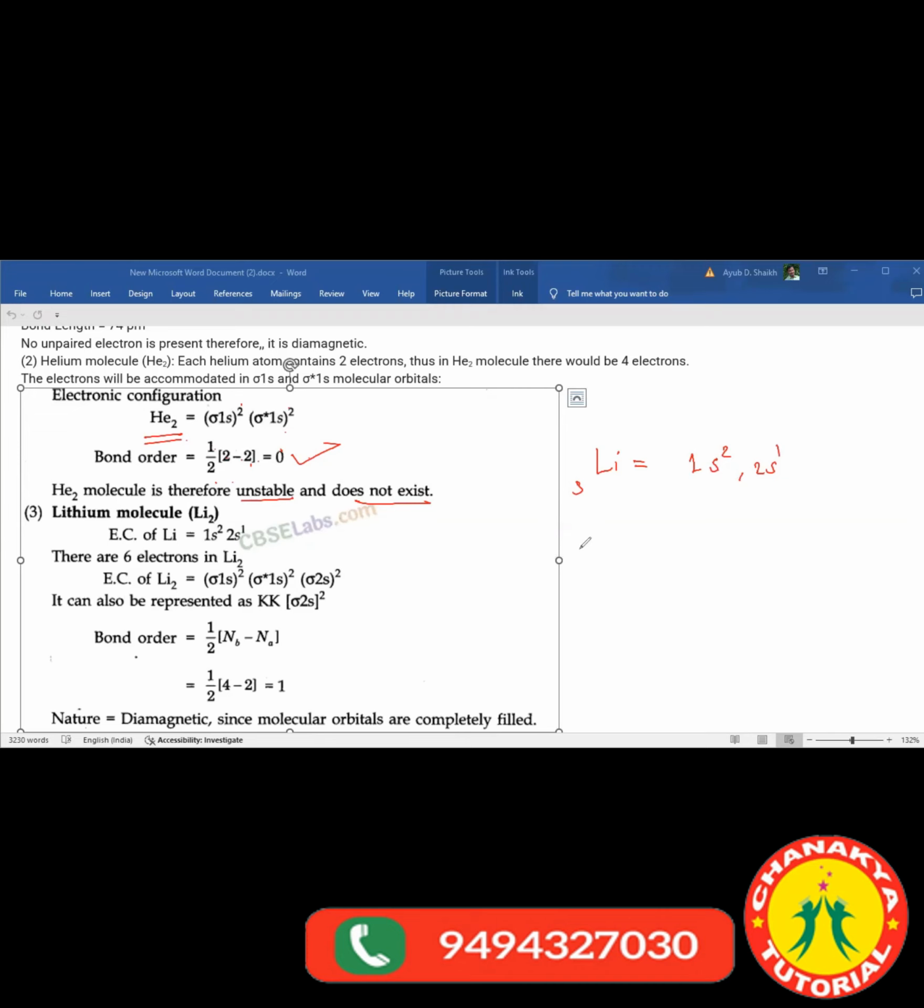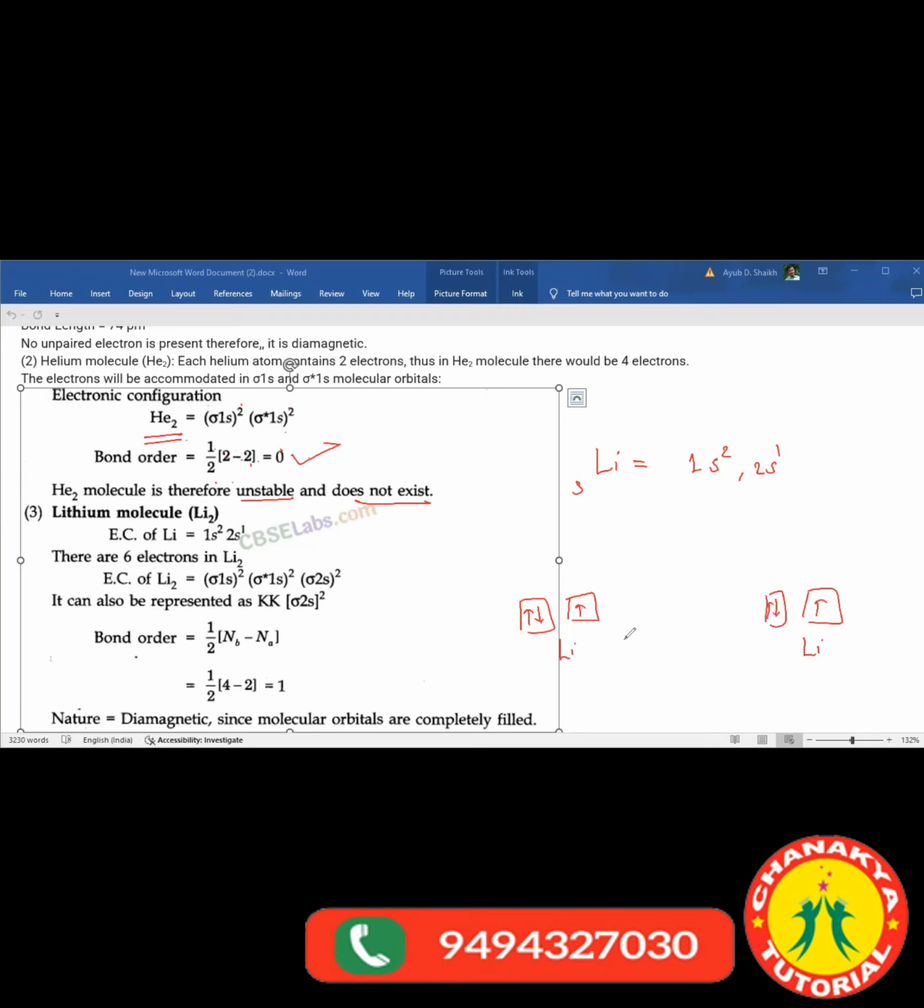So if I have to write the electronic configuration, in the same way as we have written over here, we have to fill these electrons. Lithium this side, another lithium this side. Its electronic configuration will be what? 1s2, 2s1.